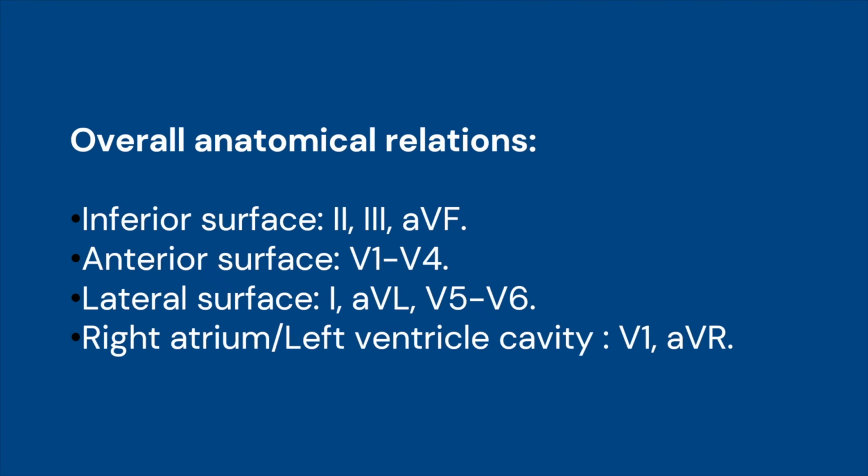If we put it all together, 2, 3, and aVF represent the inferior surface of the heart, the anterior surface or anteroseptal is V1 to V4, and the lateral surface leads are 1, aVL, V5, and V6. And aVR looks at the right atrium and left ventricle cavity.